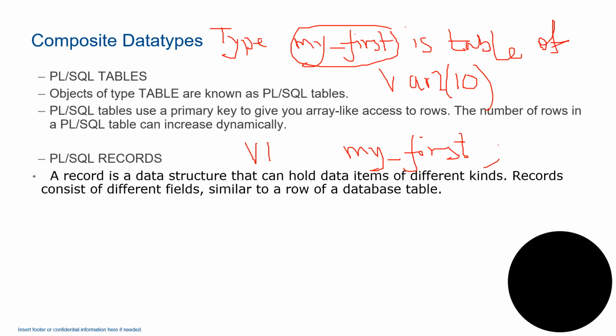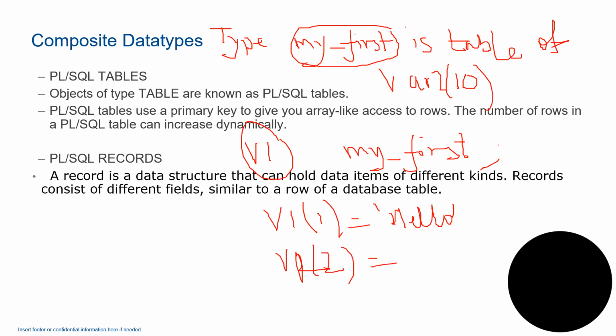Okay, now we have defined a type my_first, and now we have defined a variable of my_first. Now if we want to store in v1, suppose its first value, we can write it as hello. And now v1, second, as bye. So we can write it like this. So this is a PLSQL type of table.